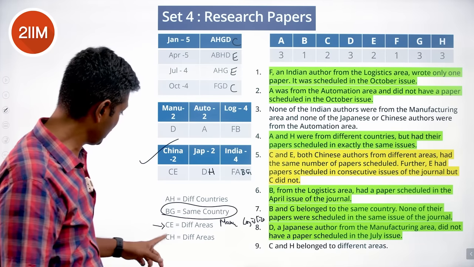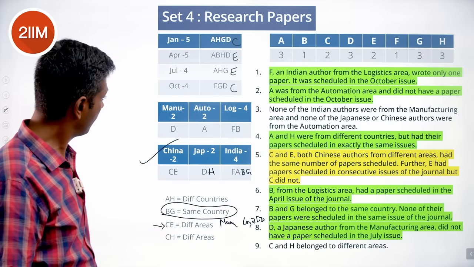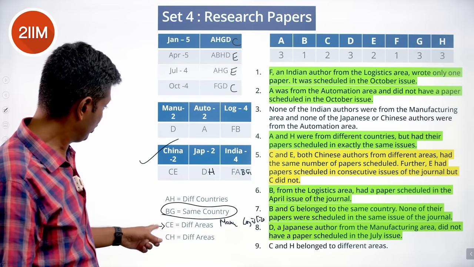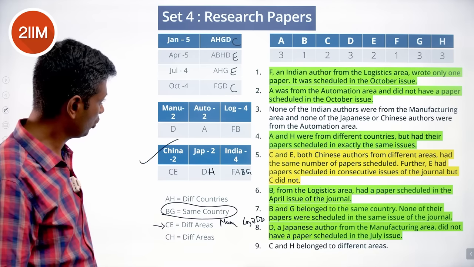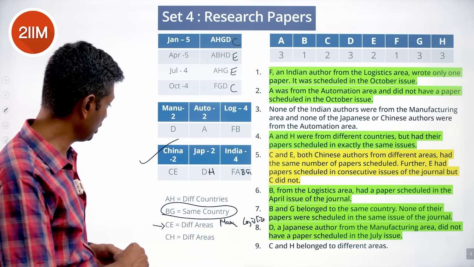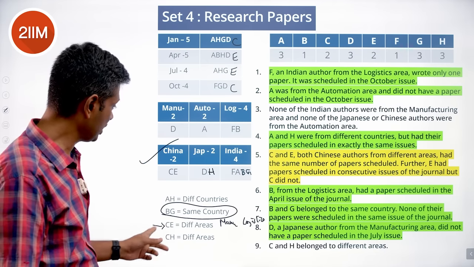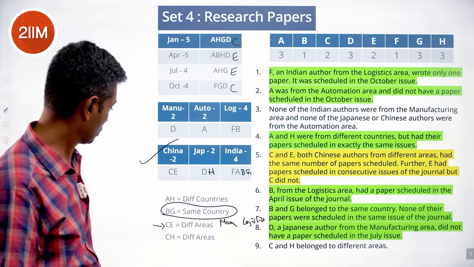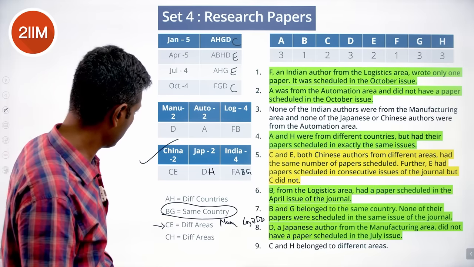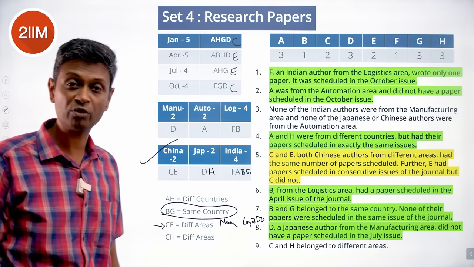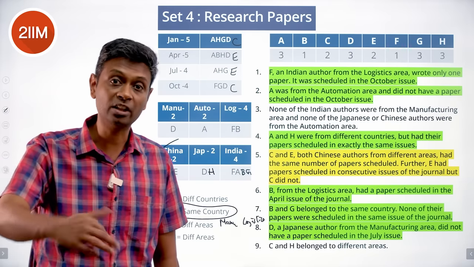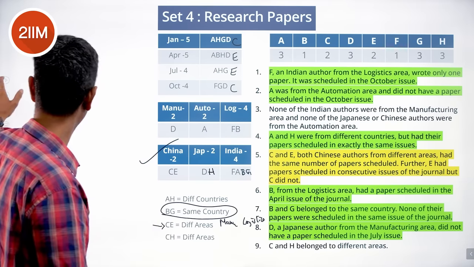Now C and H come from different areas. Both cannot be automation. C and D come from different areas. So we don't know. C and D have to be logistics and manufacturing. C and H have to be logistics and manufacturing. H is from Japan. Yep, between logistics and manufacturing, we need to have that. So E and H have to be together. C has to be in the other pot. That's maybe something that we can infer.